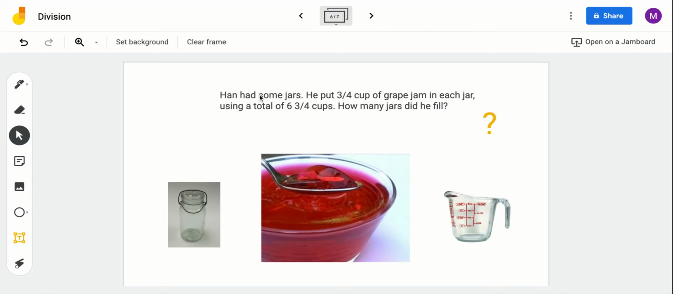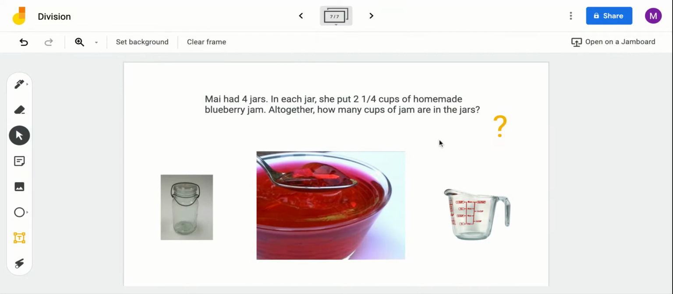All right, Han had some jars. We're looking for how many jars he filled, so we're looking for how many groups. Each group is going to get 3/4 of a cup. We know that there was 6 3/4 cups to be split up. What we need to figure out is how many jars that is going to fill up. How many equal groups will we get when each group is size 3/4?